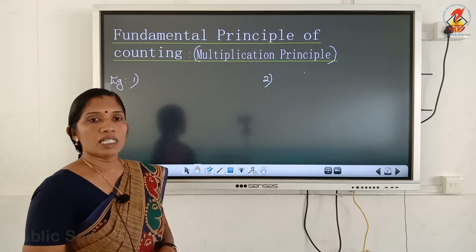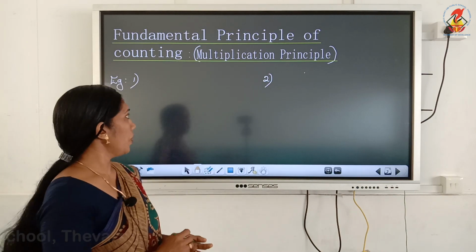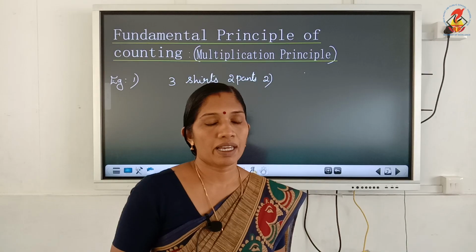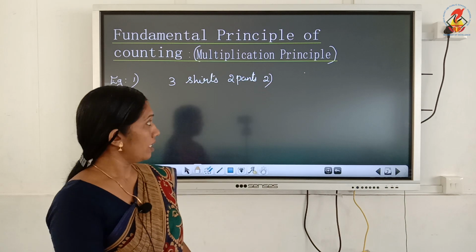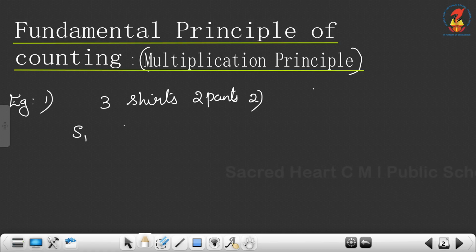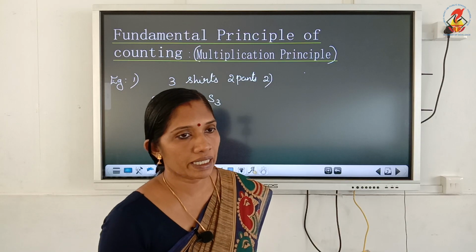The first one: suppose a boy has 3 shirts and 2 pants. In how many different ways can he dress up? So 3 different shirts, let us denote S1, S2 and S3, and 2 pants, let them be P1 and P2. Then in how many different ways can he dress up?